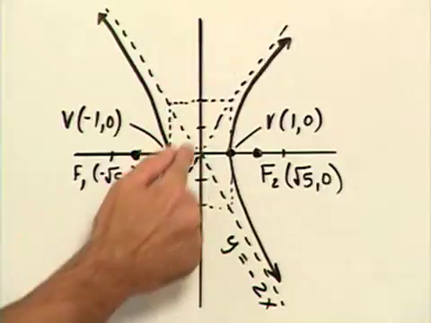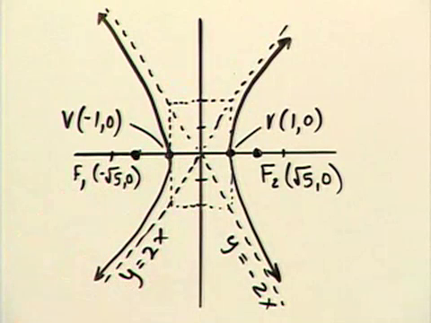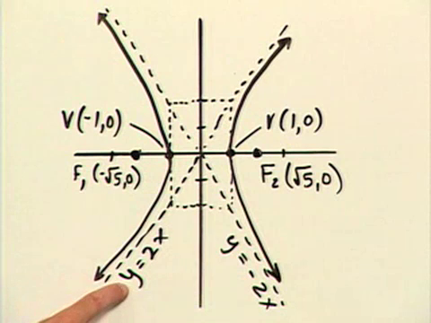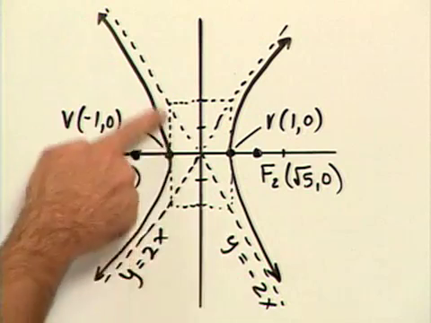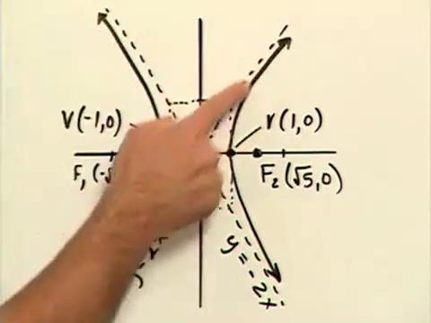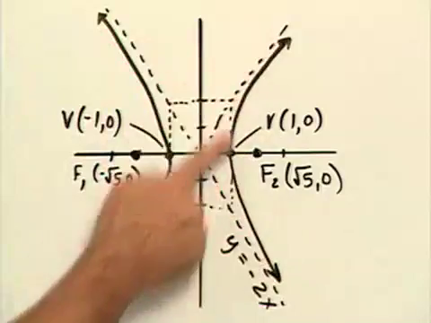Those 2 points, along with our vertices, help us form this box, which after we have a box, we can draw our asymptote lines right through the corners of our box and through the origin, since our hyperbola is centered at the origin. So we draw both our asymptote lines through those corners, and the equations of these lines are y equals 2x and y equals negative 2x. Then we draw our actual hyperbola, which are these solid black lines here, and we have our graph.